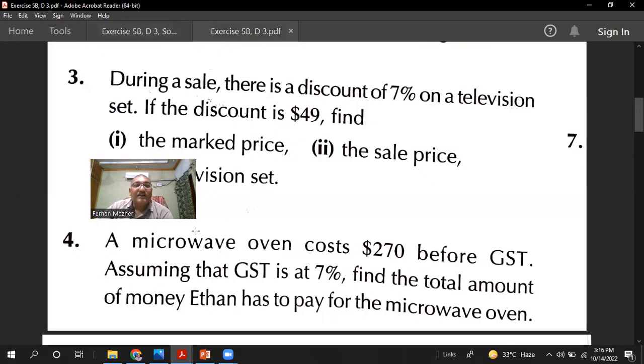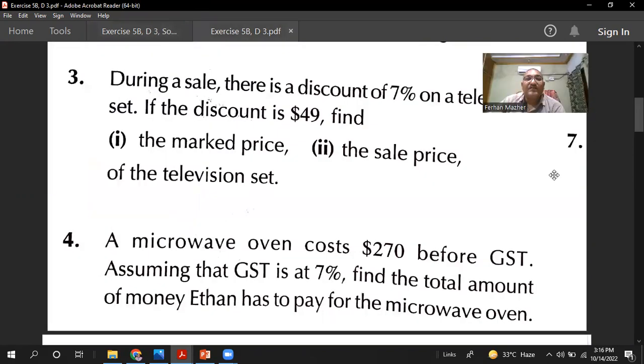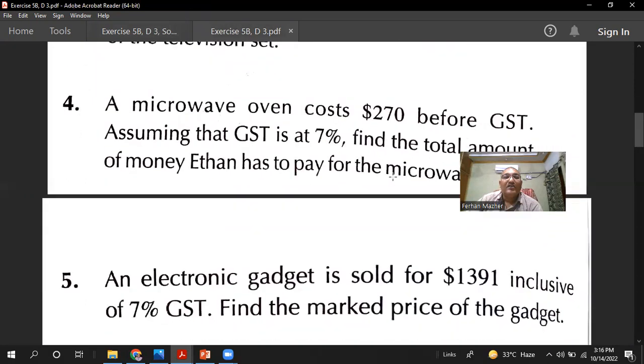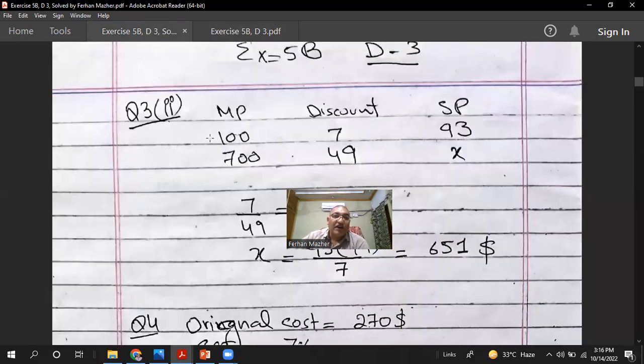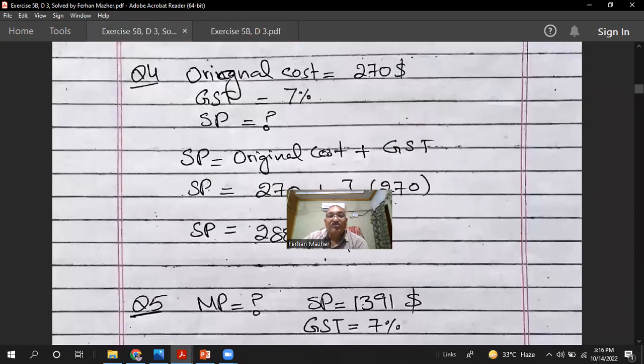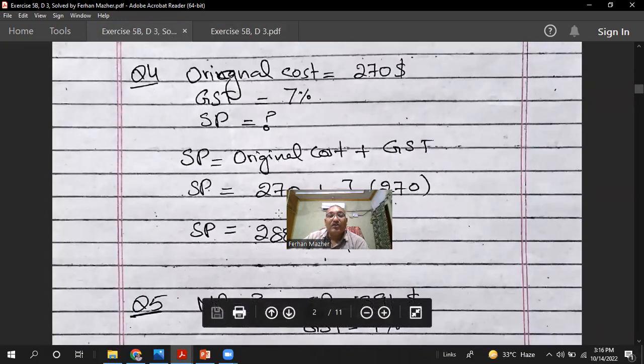Okay, so we are done with question number 3. Question number 4 is coming up on your screen. He says, a microwave oven costs $270 before GST. Assuming that GST is at 7%, find the total amount of money Ethan has to pay for the microwave oven. So we know the original cost here.